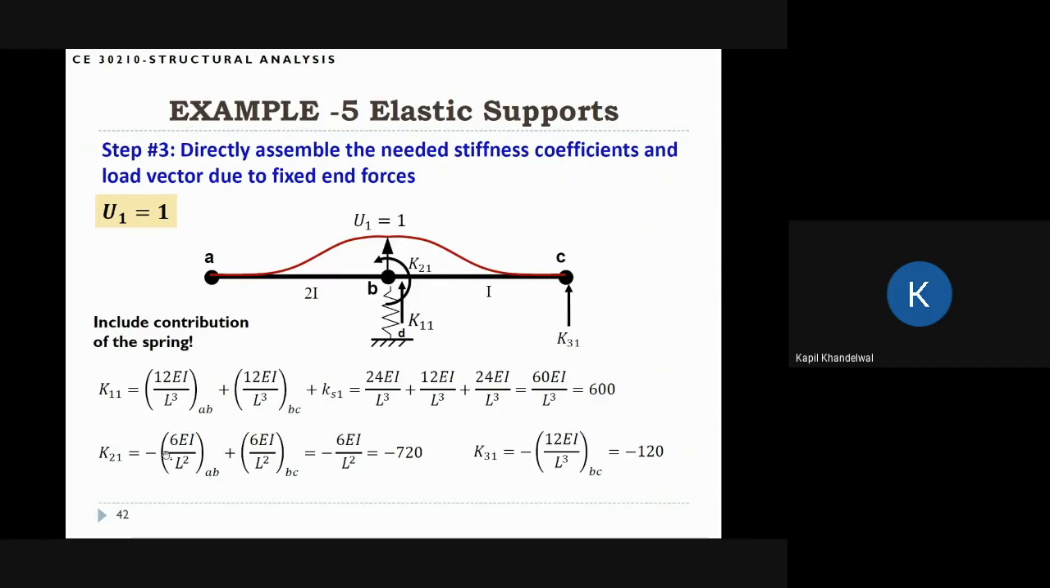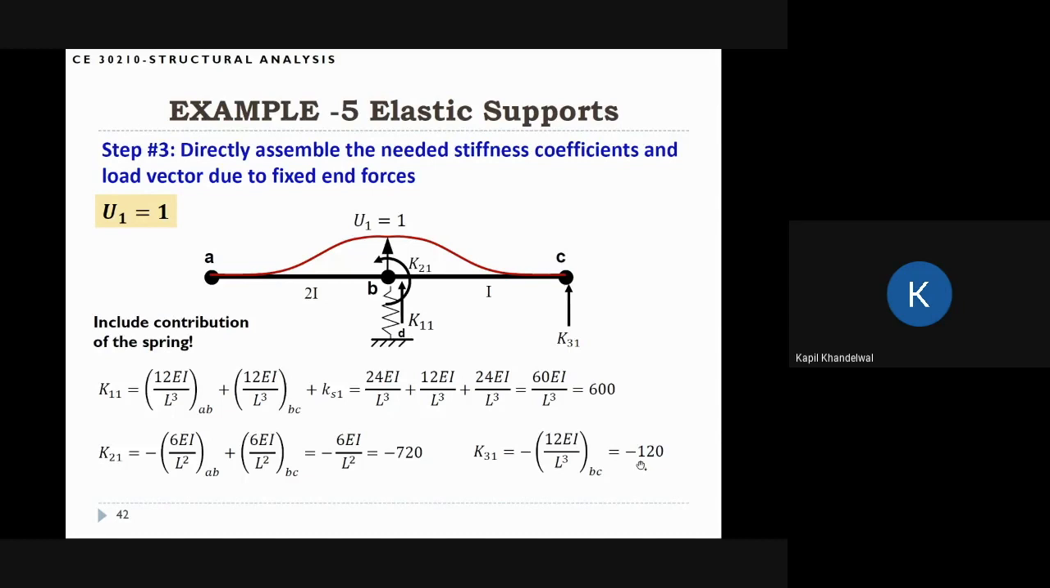For member AB, it's minus 6 EI by L square. For member BC, it's actually 6 EI by L square. But we have to do the algebra carefully because I is 2I. And so if you do the final algebra, it's minus 6 EI by L square, it's minus 720. And K31 is 12 EI by L cube for member BC, so it's minus 120.